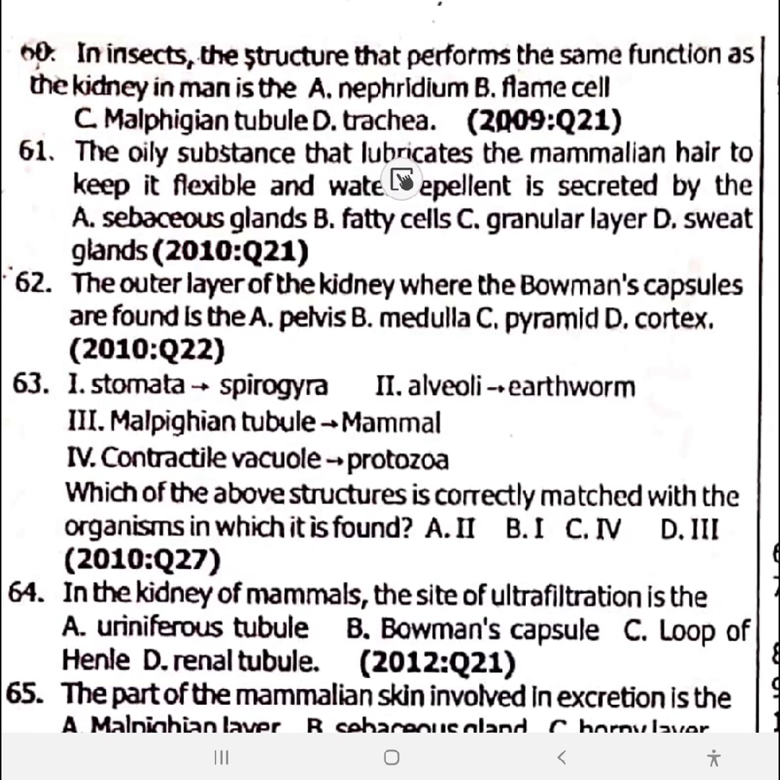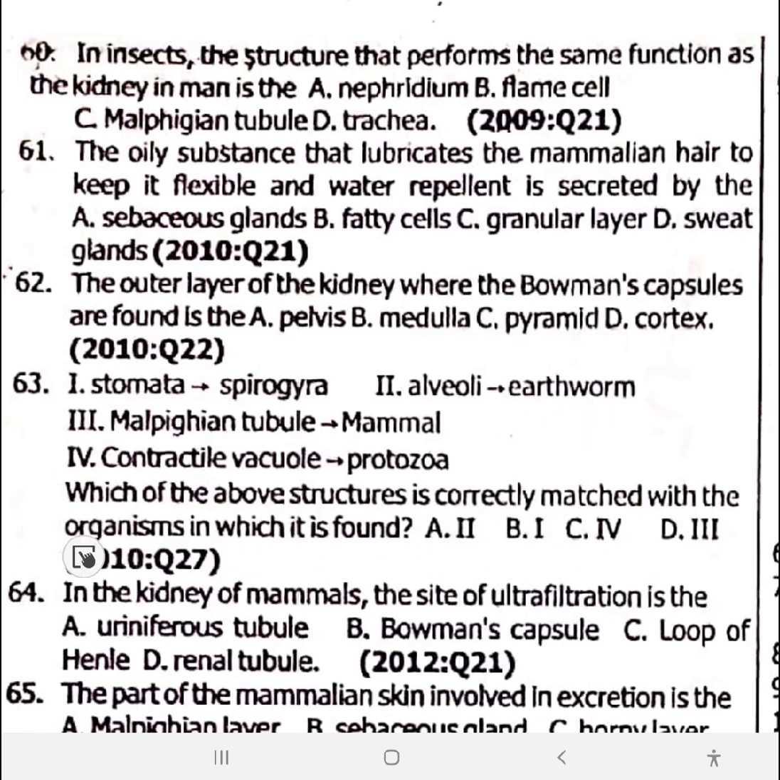61. The only substance that lubricates the mammalian hair to keep it flexible and water repellent is secreted by the sebaceous gland. 61 is option A. 62. The outer part of the kidney where the Bowman capsule is found is called the cortex. They don't repeat them again. 62 is option D.